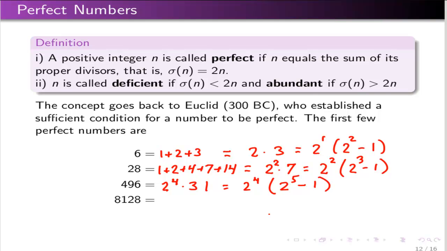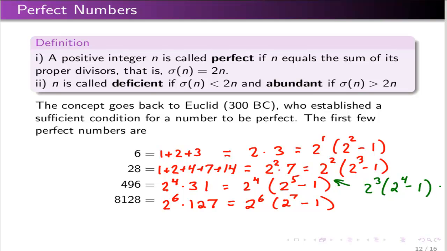And 8,128 is 64, 2 to the 6th, times 127, which is 2 to the 7th minus 1. Well, you can see a striking pattern going on here. And there are some missing numbers in this list. So what is missing? I don't have 2 to the cubed times 2 to the 4th minus 1. And also between these two, there's a missing 2 to the 5th times 2 to the 6th minus 1. And the difference is that this number right here is not a prime. This is 15. And then 2 to the 6th minus 1, that's 63. These are non-primes.